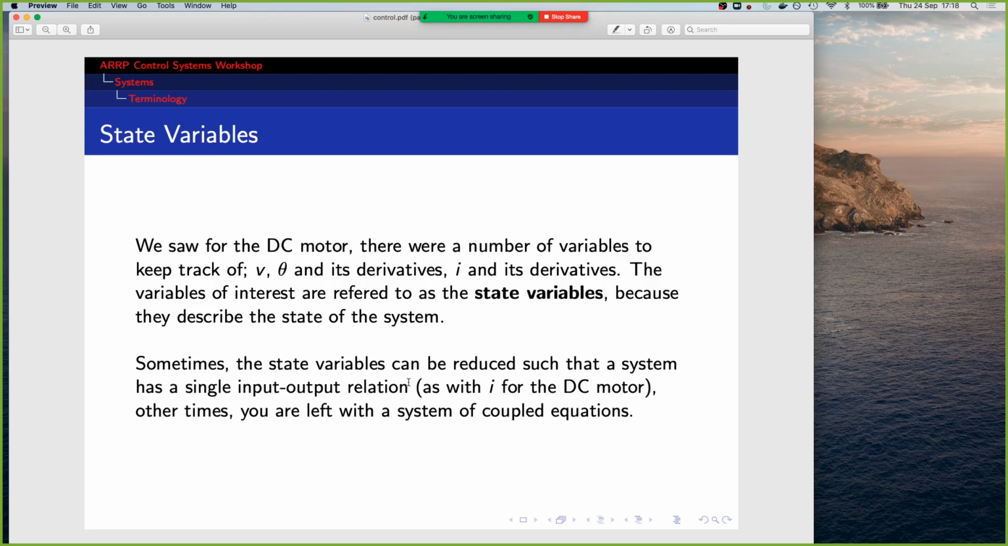We saw with that motor, we were able to reduce the system and factor out the current term, the I, and just get it down to working with the voltage and the angle. So we can sometimes reduce that out. Sometimes we can't actually do that, and we're just left with a system of coupled equations, which is a little bit beyond the scope of this. But sometimes you're left with a system of coupled equations for the control system or the plant system, sorry.